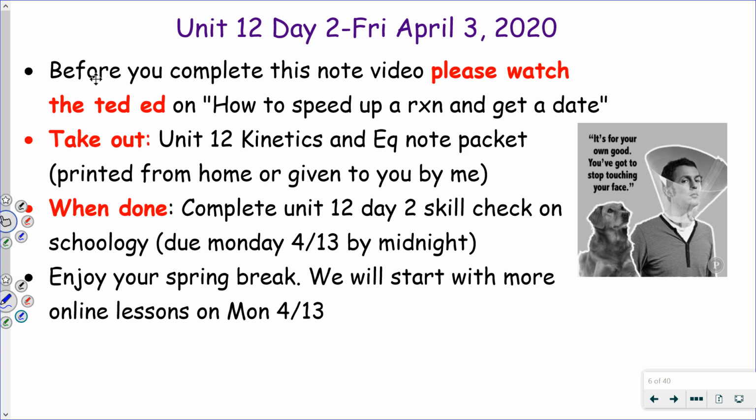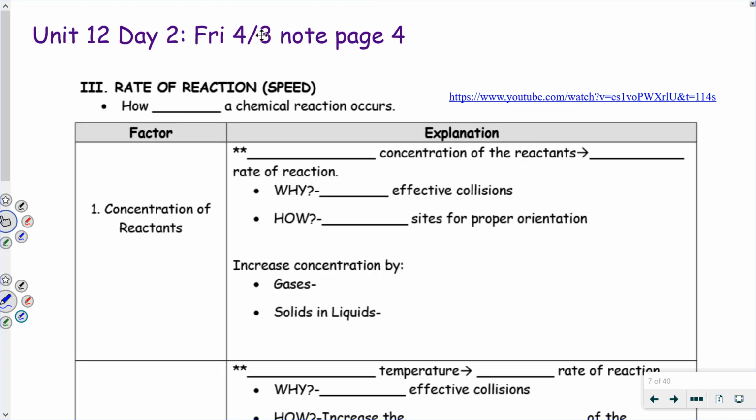Okay, so have your notes out, as I said, to page 4. Today we're going to talk about rate of reaction, so the speed at which a reaction occurs. We're going to look at different factors and how they affect the speed at which a chemical reaction occurs. When I'm talking about rate, I'm talking about how fast a chemical reaction occurs. And if you watch the TED Ed video, they give some analogies for different factors.